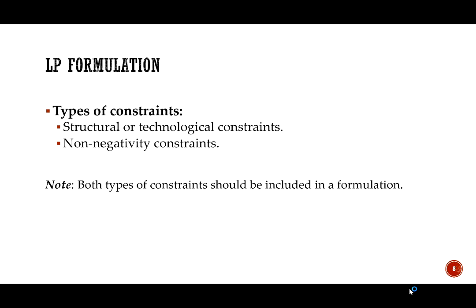There are two types of constraints. One is a structural or technological constraint, like a budget limit, or the case that we only have 2 people who can work only 8 hours per day. The other type of constraint is non-negativity constraints for decision variables. For instance, decision variables should be equal to or greater than 0. We should note that both types of constraint should be included in a formulation when we want to solve it in Python. So both should be included.